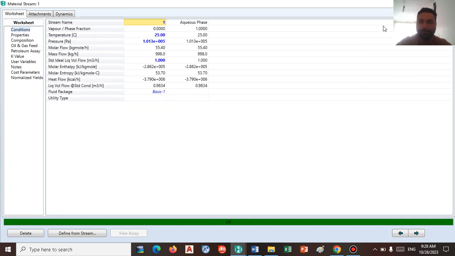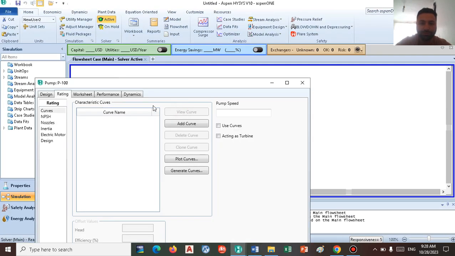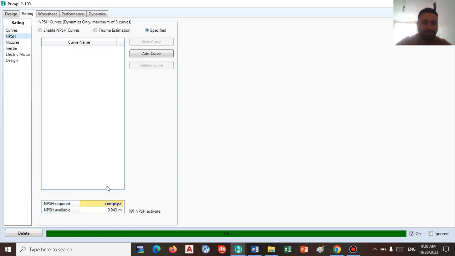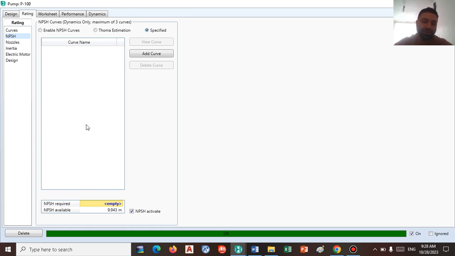Go to the pump. Let me maximize this window. Go to the Rating and NPSH tab. 9.9 is the NPSH available. This is the way HYSYS calculates NPSH available for us.